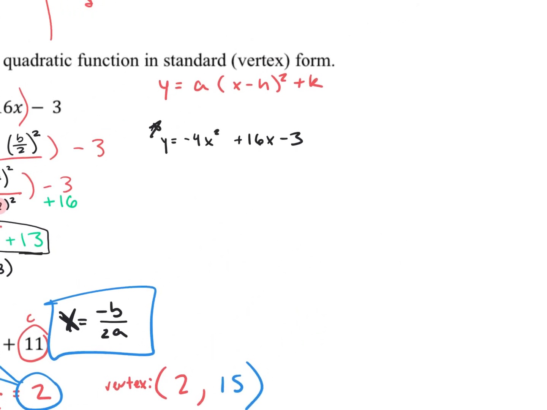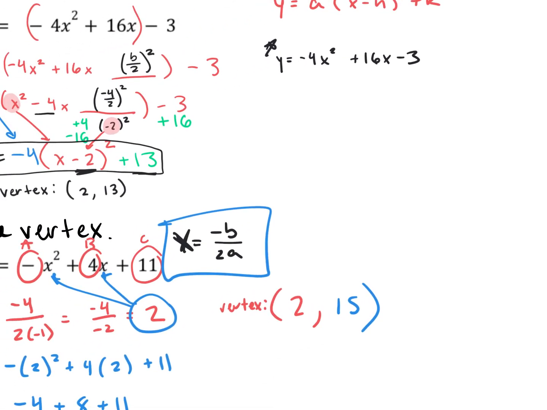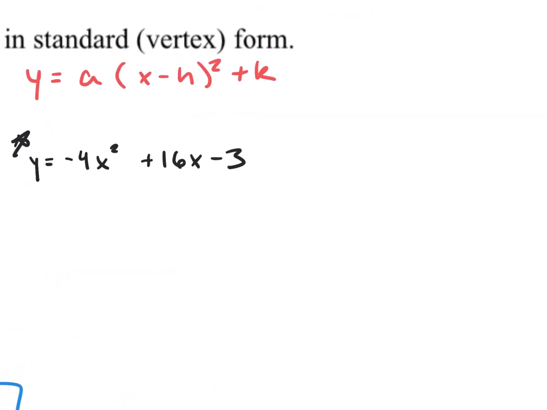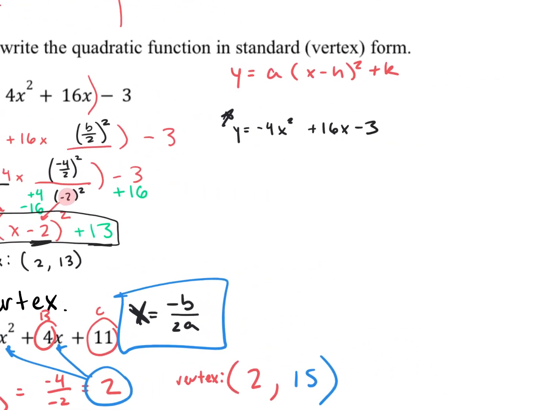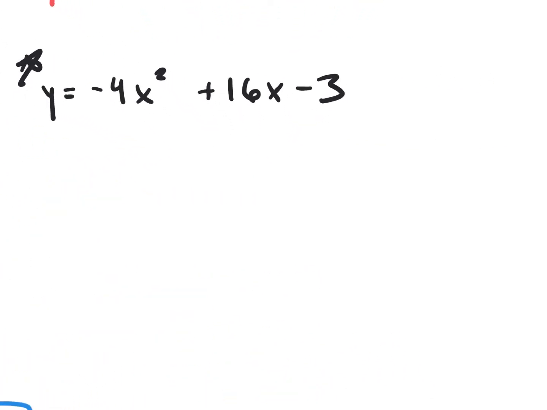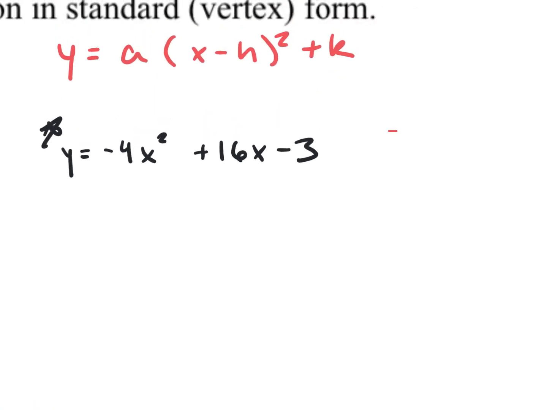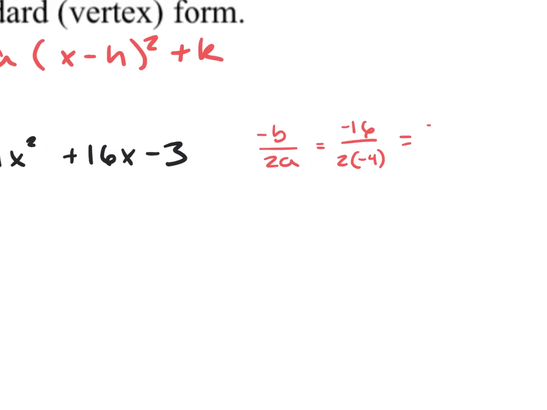Another way we could find the vertex, looking at the one before, this was 11, I think. Yeah, 11. Another way we could put this in vertex form is by finding the vertex first. So that would be negative b over 2a. What's the b here? 16. So it'd be negative 16 over 2. And what's our a? Negative 4. So this would be negative 16 over negative 8, which is 2. So my x in my vertex is 2.